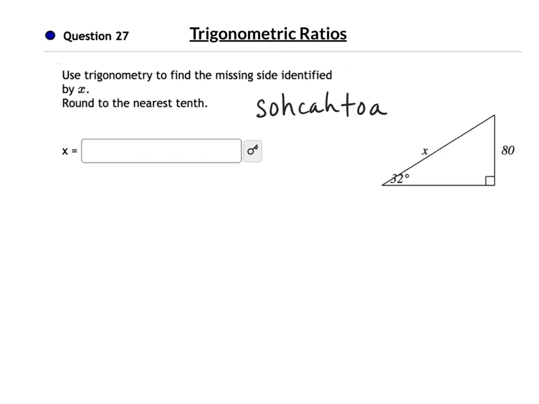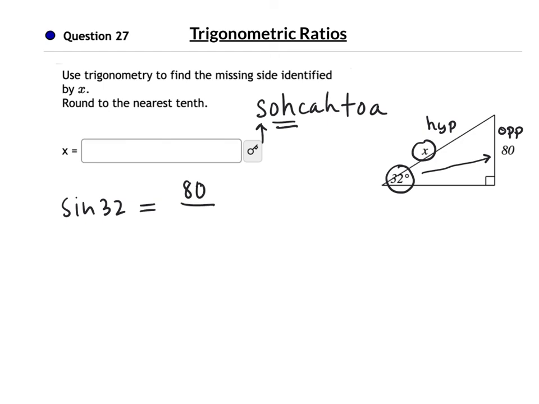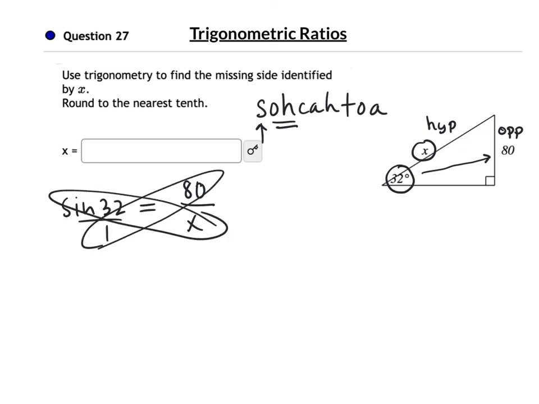And question 27. 32 degrees is our point of reference. 80 is the opposite. X is the hypotenuse. We have opposite and hypotenuse. That's sine. The sine of 32 is equal to the opposite, 80, over the hypotenuse, which is x. X is in the denominator. When we cross multiply, we're going to have to divide to solve. It'll be x times the sine of 32 is 1 times 80, which is 80. Get the x by itself, we divide by the sine of 32.